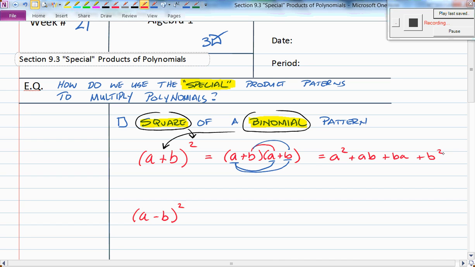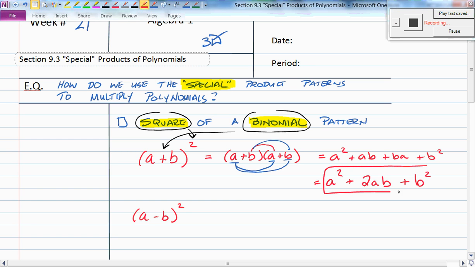Okay, now, are there any like terms? Yeah, the AB and the BA, right? Do you realize that those are like terms? Because they have the same variables, an a and an a, and the same exponents, and a b and a b. So how many ABs or BAs do you have? There's two of them, right? So that means this simplifies to a squared plus, how many ABs are there? 2AB, and then finally plus b squared.